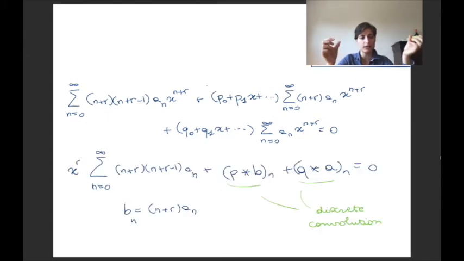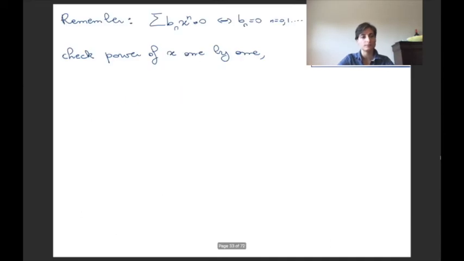You might notice that you can write the multiplication of the Taylor series of p times the first derivative of y and the Taylor series of q times y as discrete convolutions with the appropriate definition of things. And you remember that a power series is equal to 0 if and only if each single coefficient of the power series is equal to 0. So we have to check the powers of x one by one in order for the power series to be a solution.